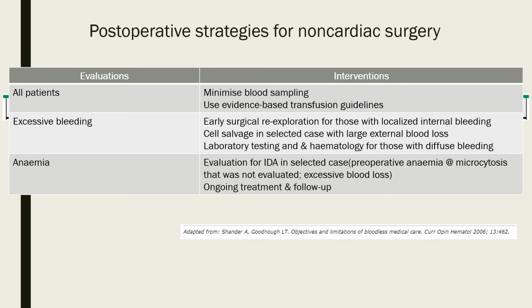Okay, for the majority of patients that undergo non-cardiac surgery, it is recommended to minimize the blood sampling and also to use any evidence-based transfusion guideline, which means based on the guideline, there is a transfusion that is allowed for certain level of hemoglobin. If the hemoglobin is more than, for example, 8, it is not recommended for any blood transfusion. But if it's less than that, less than 7 or 8, transfusion is recommended.